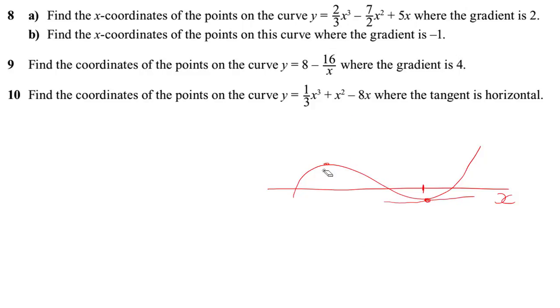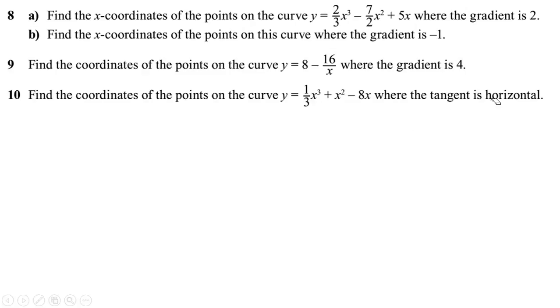So what we need to do is to differentiate that and find the gradient function and equate it to 0, because the tangent is horizontal, which means that the gradient is 0. Now, differentiating that, we're going to do dy/dx equals 3 times a third. 3 times a third is 1. Should be able to do that. So 3 times a third is 1, because that will then cancel. So we only got 1 there.